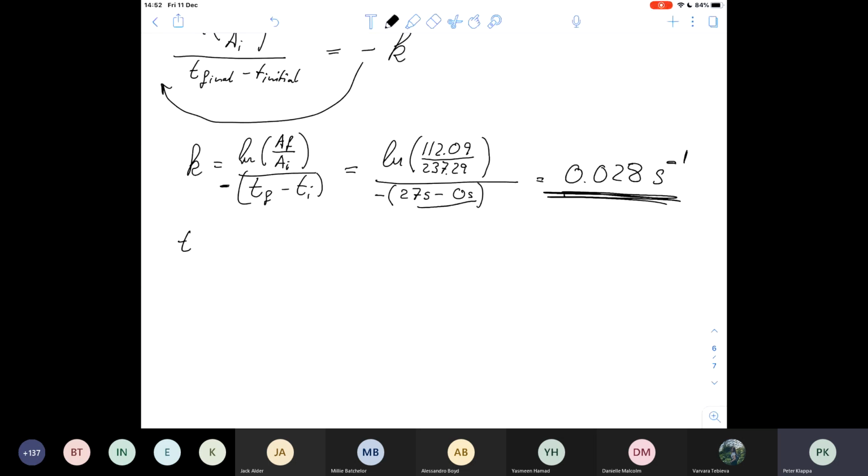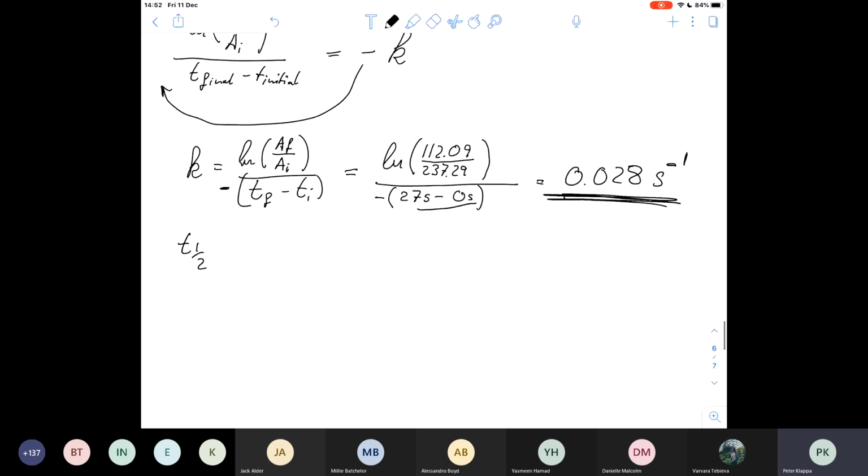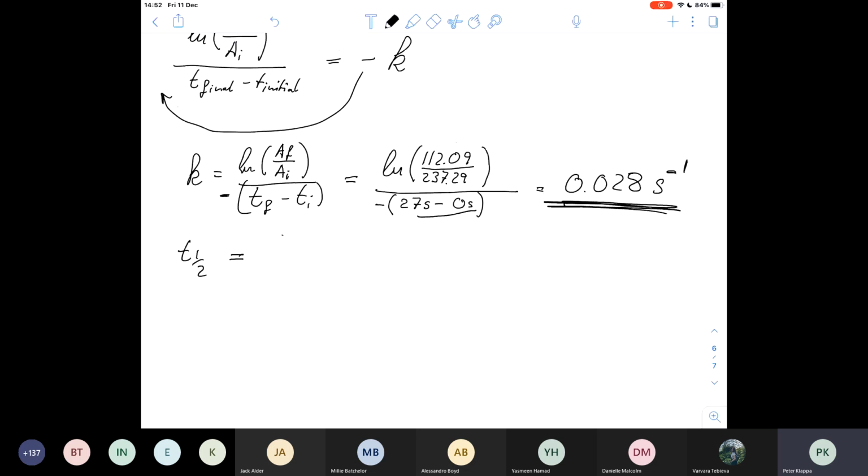I can calculate the half-life of this reaction, T half, because I know that the half-life is ln 2, the natural logarithm of 2, divided by k, which equals 0.693 divided by 0.028 s to the -1. And this s to the -1 is just simply a way of writing 1 over seconds. That's exactly the same.